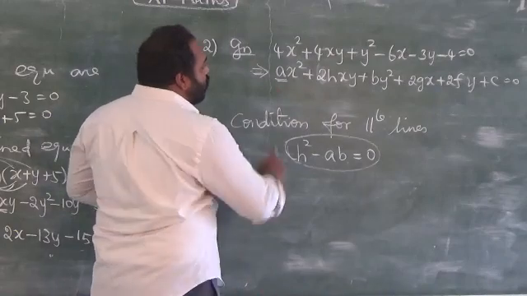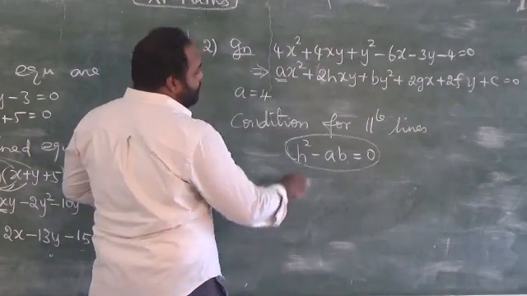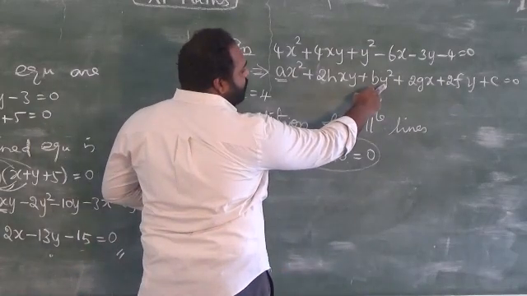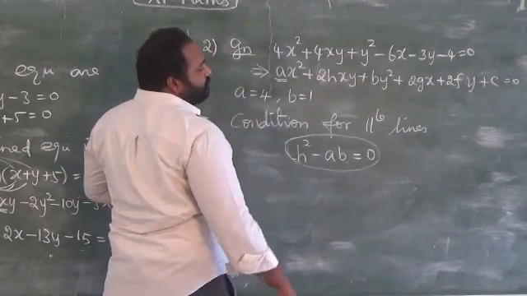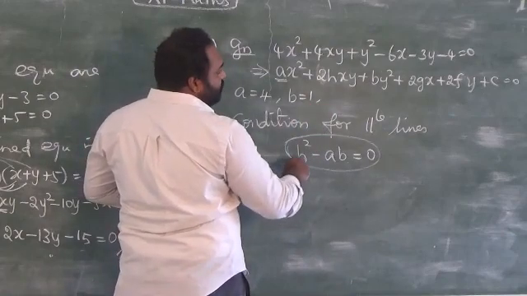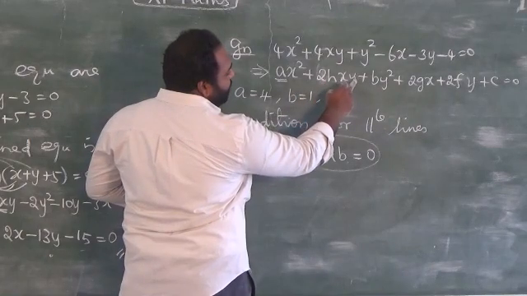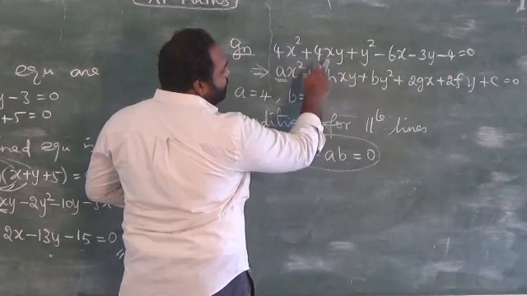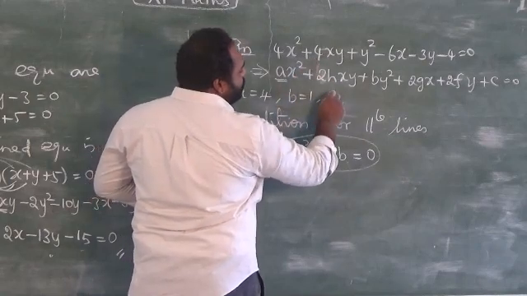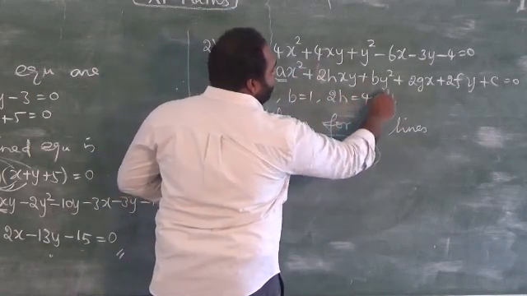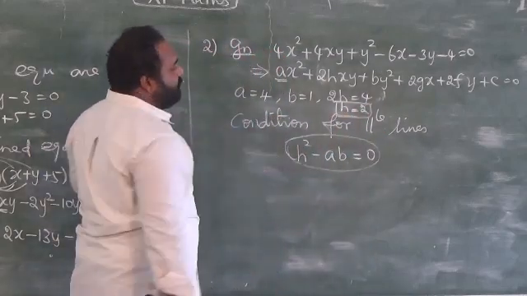Actually a is the coefficient of x square, so a is equal to 4. Next b. b is the coefficient of y square. What is the coefficient of y square here? 1. So b equal to 1. Next I need the h square value. Where is h? Here 2h is there. The xy coefficient in the general form is 2h, but here in the question the xy coefficient is 4. So 2h equal to 4, so h equal to 2.